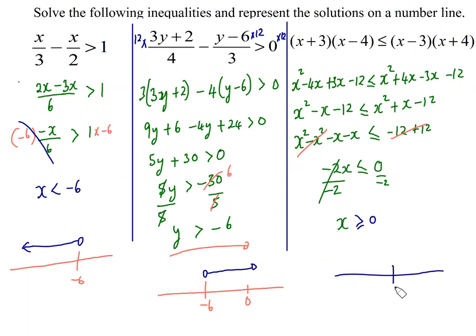On the number line, we have our 0, and we are saying it's greater than or equal to 0. So we put a 0 there, put a dot there, and we shade it like this. It means that we are also including 0, and the values there are 0, 1, 2, going up.